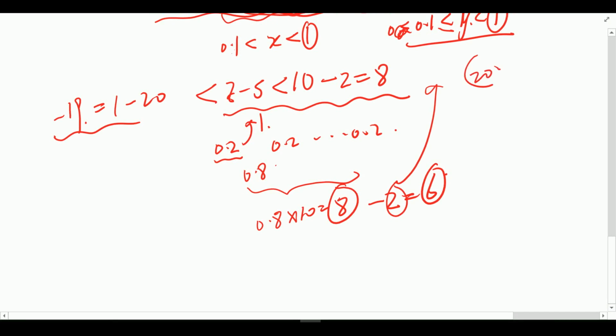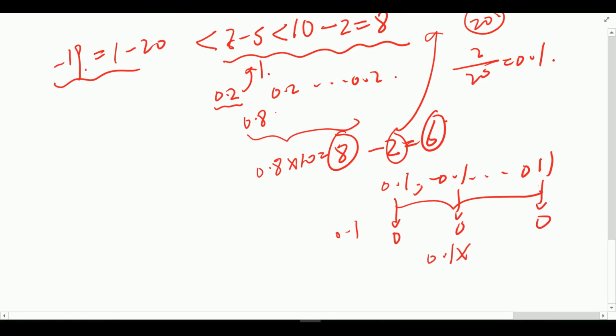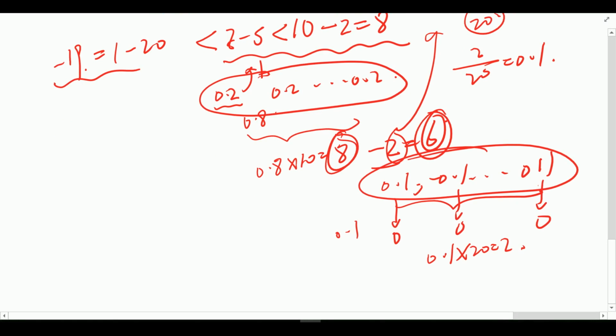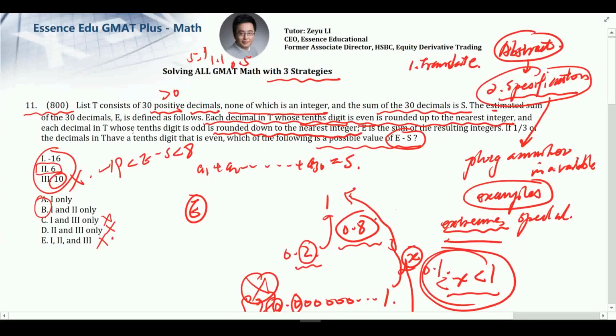I have 20 numbers, so each one, 2 divided by 20, I have to decrease 0.1. So let these 20 numbers be 0.1, 0.1, 0.1. Agree? You have 20 numbers of 0.1. Each of them you round down to 0. You drop 0.1. So you drop 0.1 times 20 gives you 2. So 8 minus 2 gives you 6. We can construct an example here. We have 10 numbers of 0.2 and 20 numbers of 0.1. In this example, E minus S is equal to 6. So therefore, the second one is possible. So therefore, we choose what? We choose B. The right answer for this question is B.